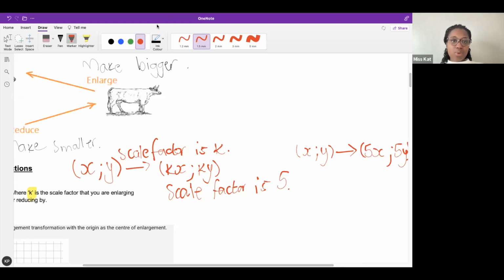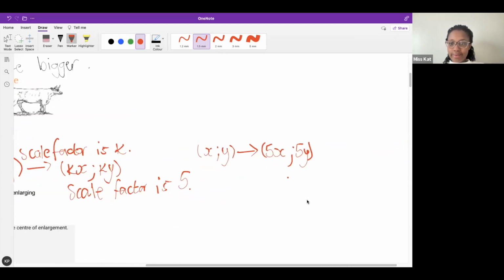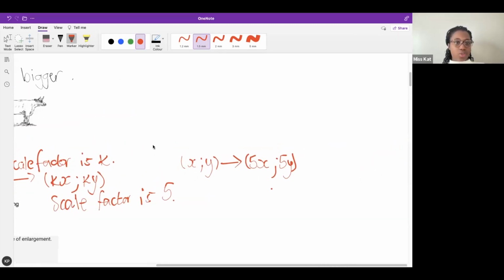Let me check in. I saw a hand go up. Is it a question? Oh, it's gone. Yes. So you have to multiply both coordinates with the scale factor to find the new coordinates. Okay. Do you guys want to do a few examples using actual numbers?